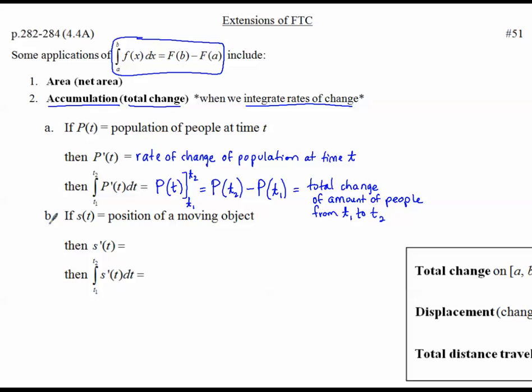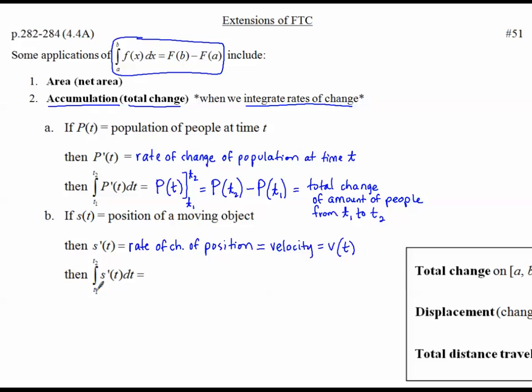Let's look at another example, B. If S of t equals the position of a moving object, then S prime of t equals, well, again, that's derivative. That represents the rate of change of the position, which is more commonly known as the velocity, or v of t, as we like to call it with our symbols.